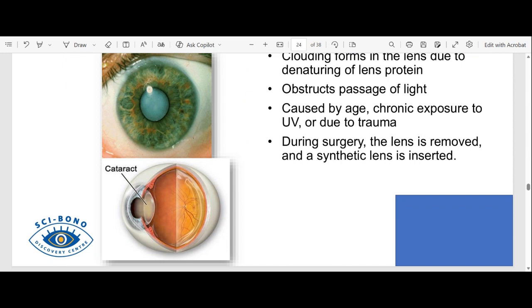So the protein is not active, it's not working, it's not functional, right? And it's caused by what? Remember, your lens needs to be transparent in order to allow light to pass through and enter your retina. So it needs to be transparent. Does that make sense? So what causes this clouding? It might be caused by aging or chronic exposure to ultraviolet rays or due to physical trauma, right? Or trauma just in general, right?